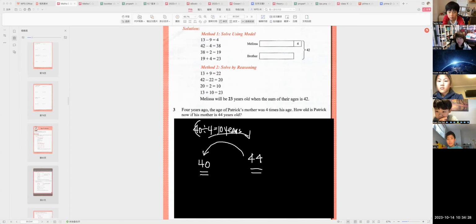So this is 4 years ago, Patrick is 10 years old. And 4 years later, Patrick's what? 10 plus 4 equals 14 years old.